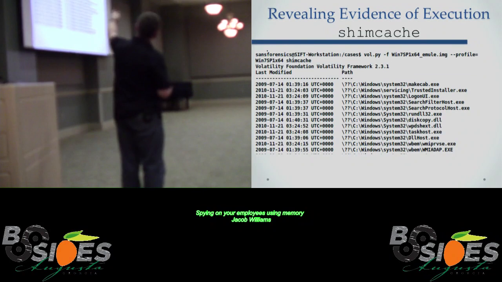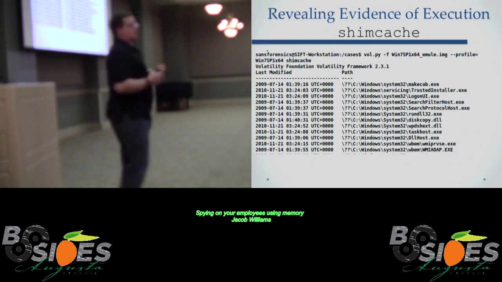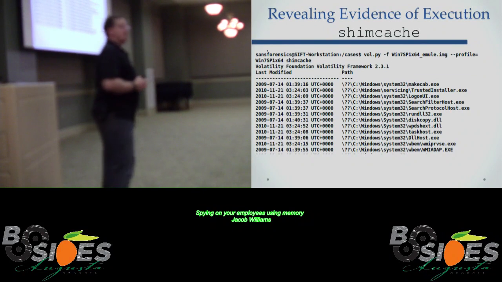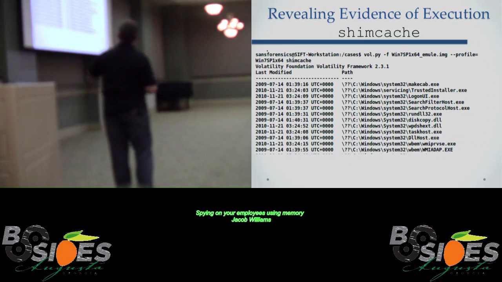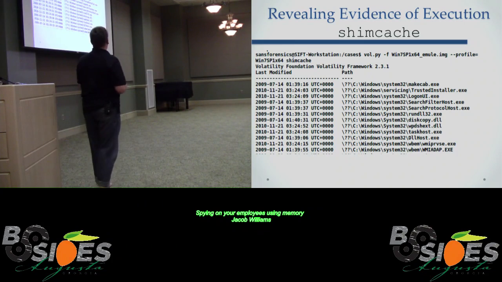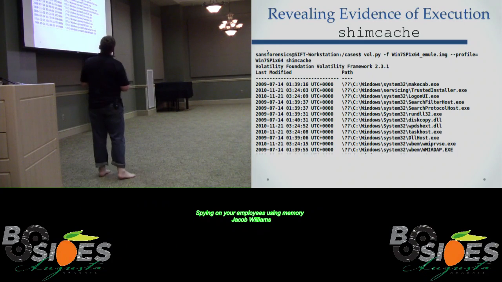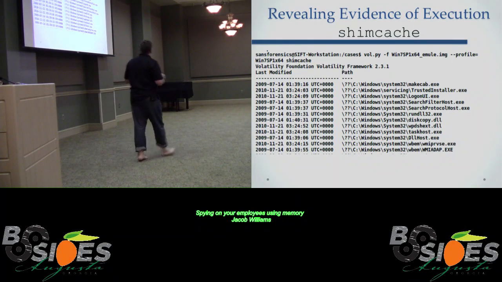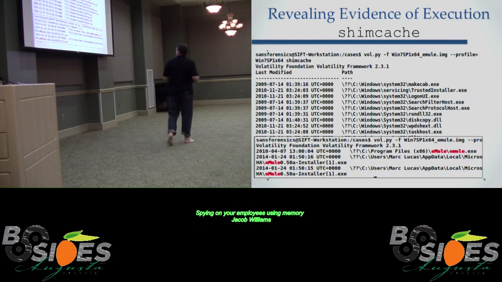Now, if you do a plain text search through the registry, these are kind of hard to find. You end up having to decode these, right? So that's okay. Again, we know how to do it. It's as simple as running the command on the screen. Right? So shim cache shows us indeed, in this case, that Emule was executed.